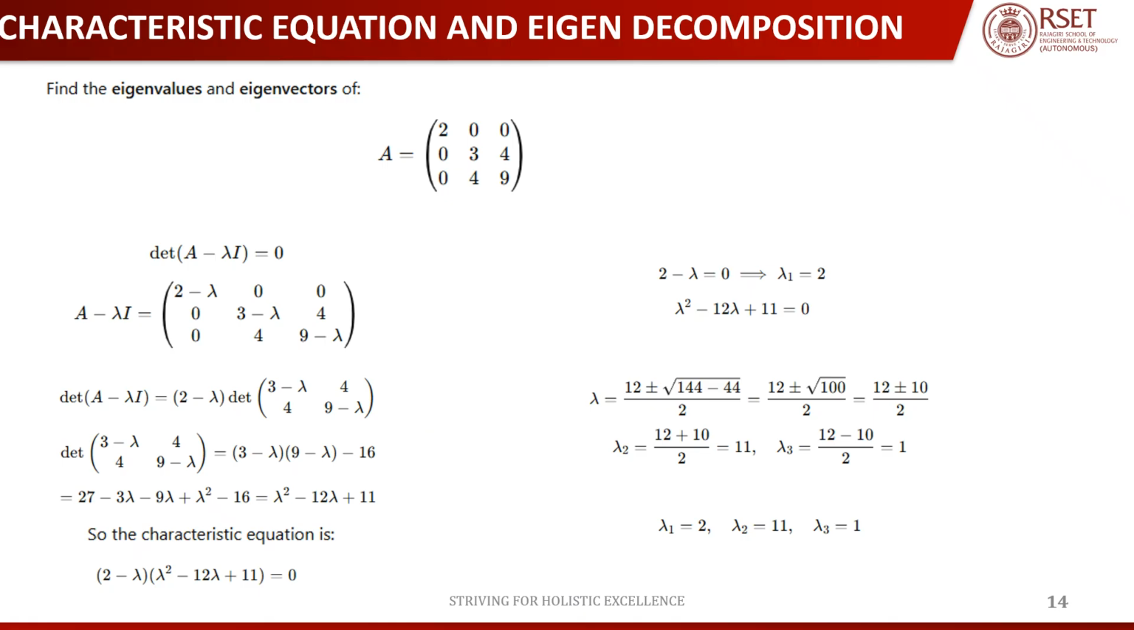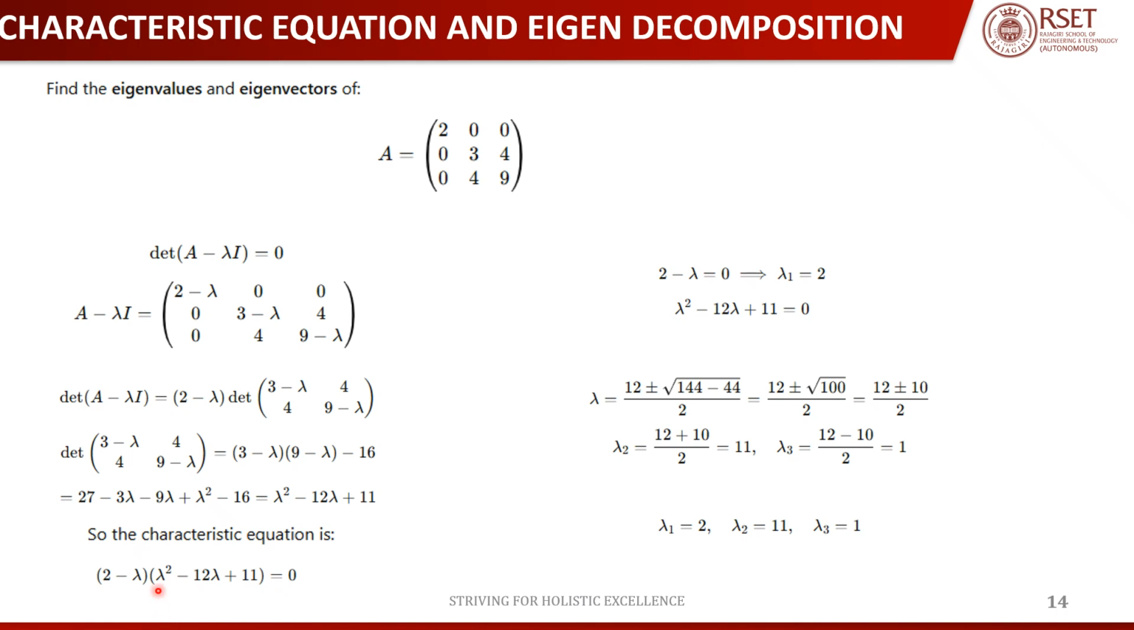So in order to find the eigenvalues, we find the characteristic equation, which is determinant of A minus lambda I equal to 0. What is A minus lambda I? You will have negative lambda on all the diagonal entries, and determinant of A minus lambda I equal to 0 will give you, since the second and the third entries of the first row are 0, the determinant equal to 2 minus lambda into the determinant of this particular matrix. On simplifying, you have the expression 2 minus lambda into lambda square minus 12 lambda plus 11 is equal to 0.